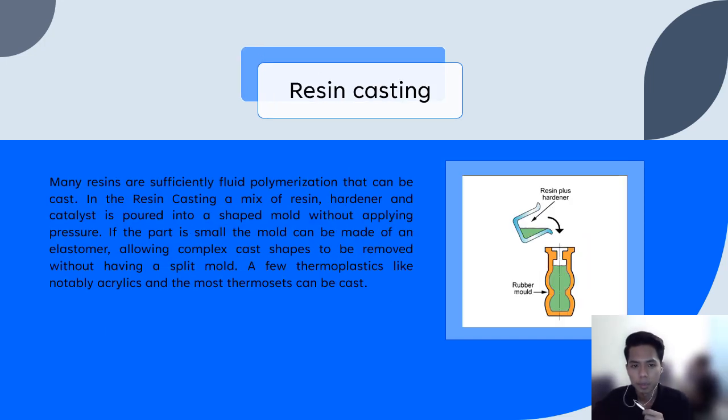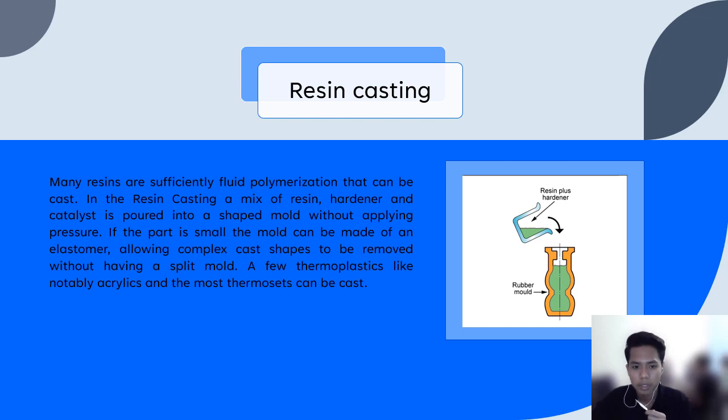Okay, next we move to resin casting. Many resins are sufficiently fluid before polymerization that they can be cast. In resin casting, a mix of resin, hardener, and catalyst is poured into a shaped mold without applying pressure. If the part is small, the mold can be made of an elastomer, allowing complex cast shapes to be removed without having a split mold.